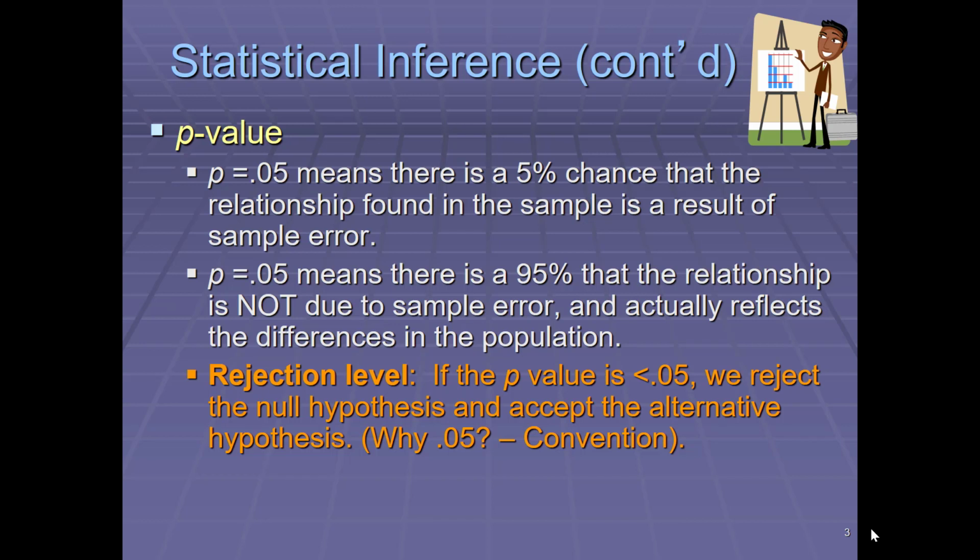So the rejection level. If your p-value is less than 0.05, we reject the null hypothesis and accept the alternative hypothesis. So basically, if you run a statistical test and you get a p-value of less than or equal to 0.05, that would mean that you have statistical significance and you are rejecting the null, because the null is saying that there is no difference, whereas if your p-value is less than 0.05, that means that there is a difference. So that's why we would reject the null.